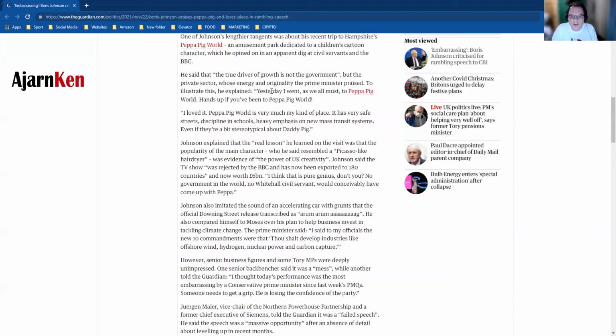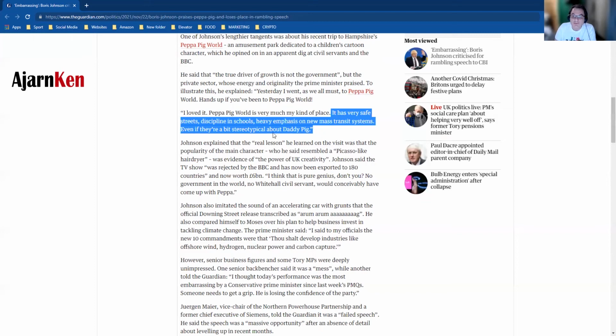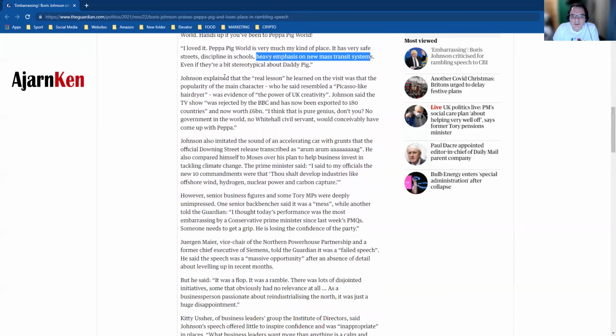Hands up if you've been to Peppa Pig World. I loved it. It's very much my place. It has very safe streets, discipline in schools, heavy emphasis, which means they focus really a lot on something. So here there was heavy emphasis on the mass transit system. Johnson explained that the real lesson he learned on the visit was that the popularity of the character, who he said resembled a Picasso-like hairdryer, was evidence of blah, blah, blah.